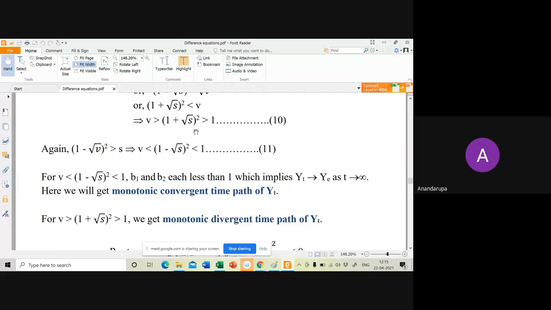S is the MPS, marginal propensity to save. Now, what is the possible range for S? 0 to 1. So, what is the possible range for root S? 0 to 1. If something is added with 1, that will be greater than 1. I hope you understand.